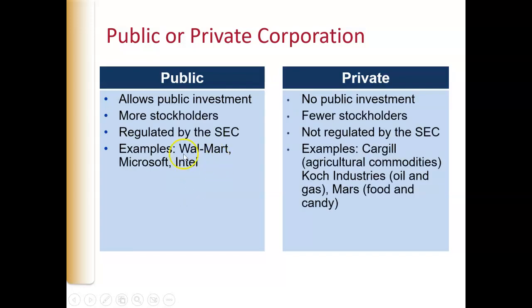Most companies are private corporations. The public corporations we know of are the big ones. Here, this allows for public investment. You have more stockholders. The negative with that is they're regulated by the Securities and Exchange Commission, which has a lot of parameters, which they need to, because the public can invest in it. But there's a lot more paperwork and cost. Examples of public: Walmart, Microsoft, Intel, Apple, you name it, they're out there.